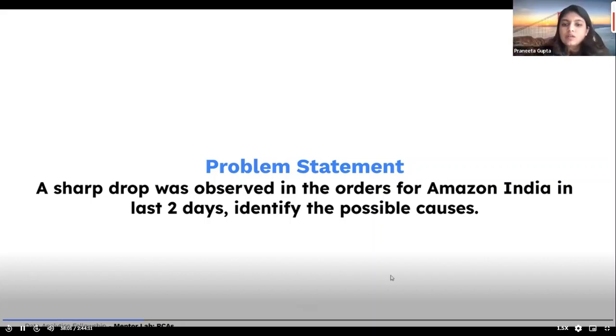Okay. So now, did you all also try to attempt this problem statement? And at least did you understand how we approached such a question? Yes. So let's talk more about the same problem.